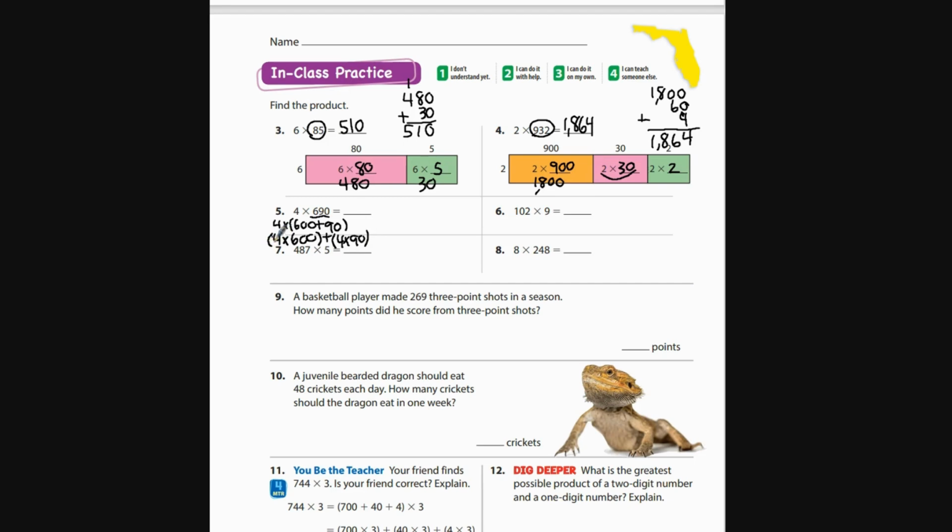Now, let's solve. 4 times 6 is 24. I add 2 zeros and I get 2,400. Then I have 4 times 90, which is 4 times 9 is 36. And I add a 0 and that's 360. Now all I have to do is add it all together. That's going to give me 0. 0 plus 6 is 6. 4 plus 3 more is 7. And then bring down that 2. So what is my final product? It is 2,760.